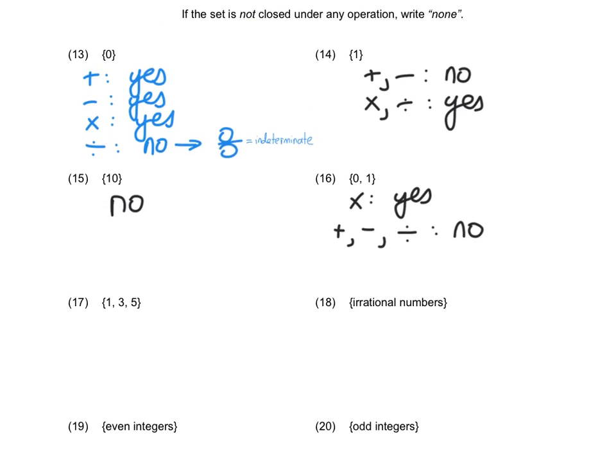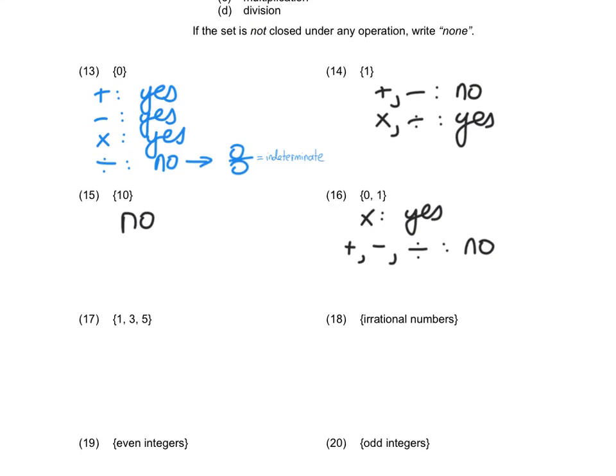All right. 1, 3, and 5. Addition? No. Subtraction? No. Multiplication? No. Division? No. So no. Irrational numbers. Well, we've already addressed multiplication, so we know that's going to be a no. I think we also addressed addition. We got yes for addition. So subtraction would kind of go hand in hand with that. If I subtract two irrational numbers, in theory I would get irrational, but there is the one counterexample, so we'll address that in a second.